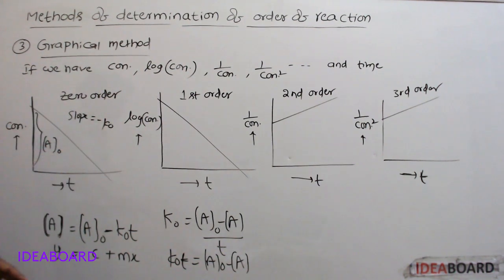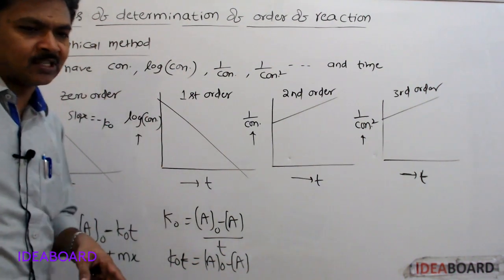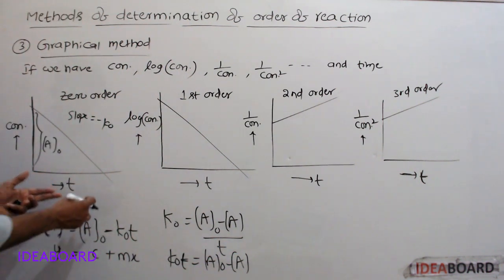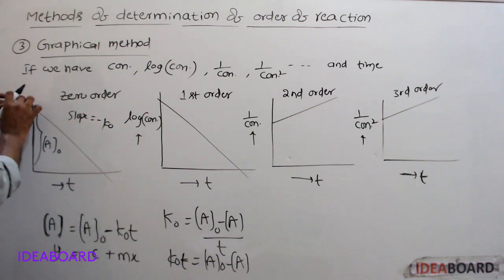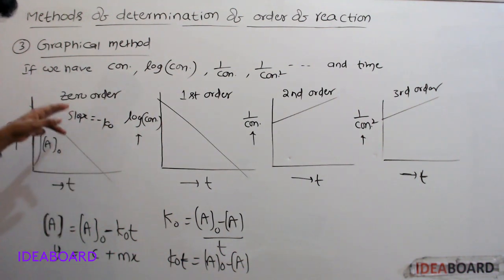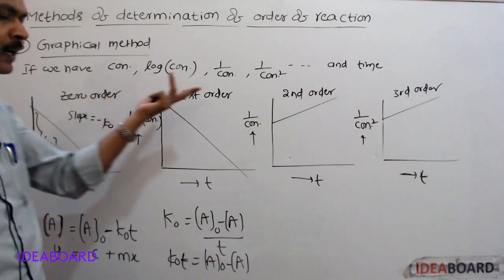Already we have explained this graph in the zero order rate equation. So here slope is negative. When a graph is plotted between concentration and time, if we get a straight line with negative slope, it indicates zero order kinetics.